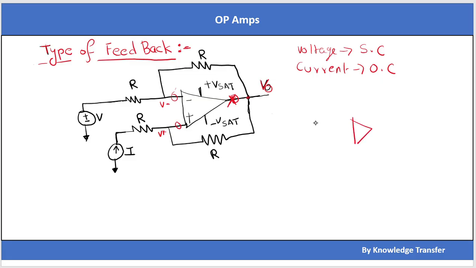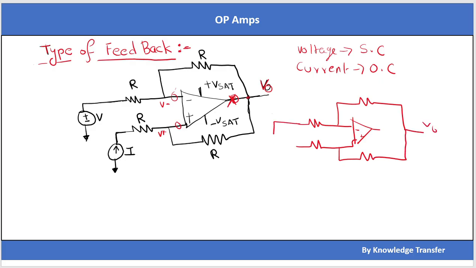Let me redraw the circuit again. I have this, and this is minus, this is plus, and this is v naught. I need to replace the voltage source with a short circuit, and the current source with an open circuit. This is v minus, this is v plus, and here at the output node, I have broken the output. So let's see what the voltage at v minus is. First we need to find the voltage at v minus.